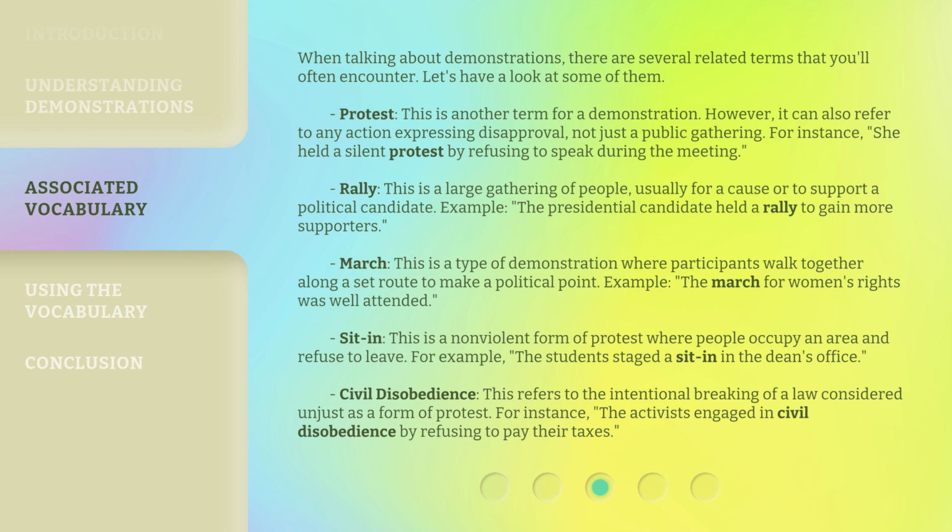Sit-in. This is a non-violent form of protest where people occupy an area and refuse to leave. For example, the students staged a sit-in in the dean's office. Civil disobedience. This refers to the intentional breaking of a law considered unjust as a form of protest. For instance, the activists engaged in civil disobedience by refusing to pay their taxes.